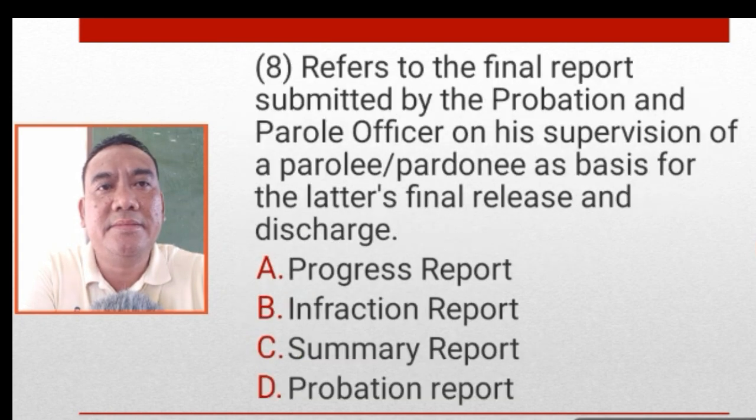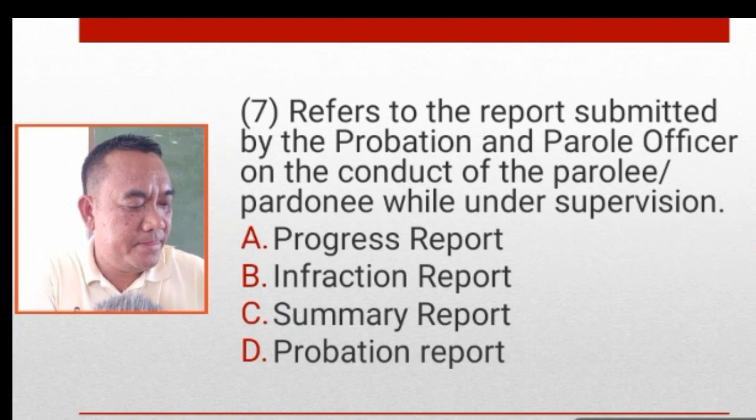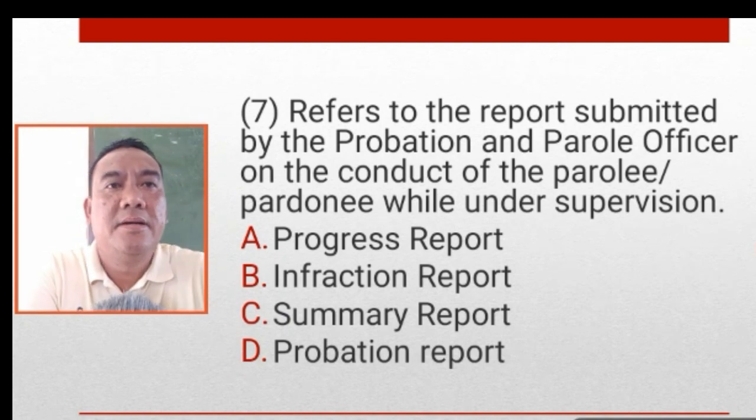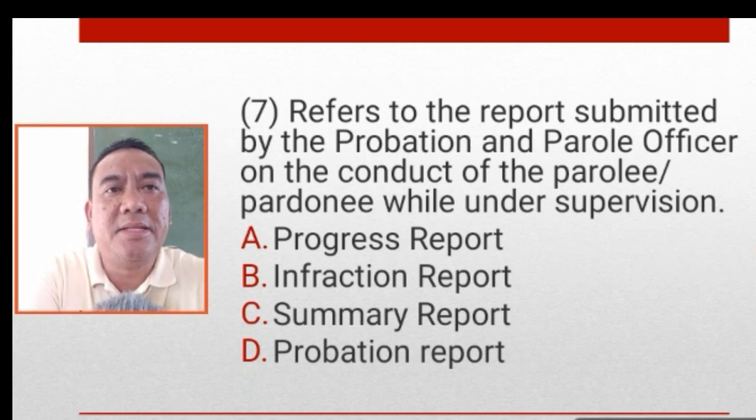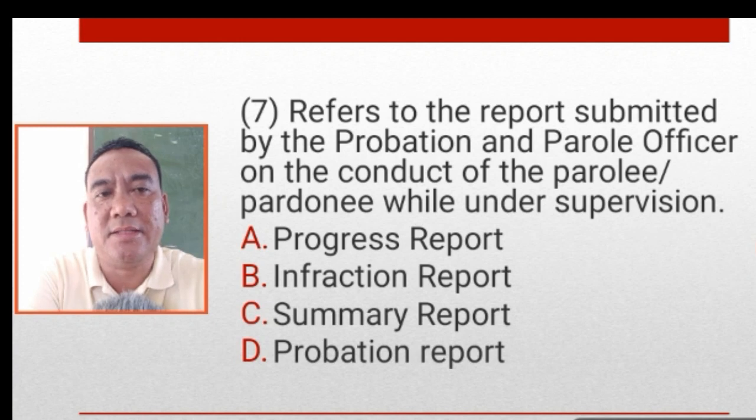Number 7. Refers to the report submitted by the Probation and Parole Officer on the conduct of the parolee, pardonee while under supervision. A. Progress report. B. Infraction report. C. Summary report. Or letter D. Probation report.